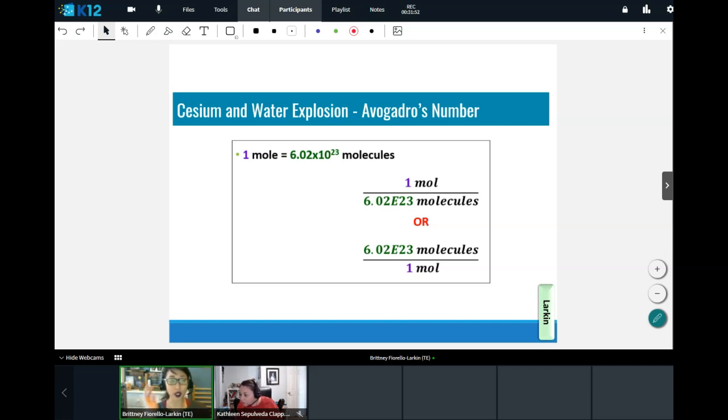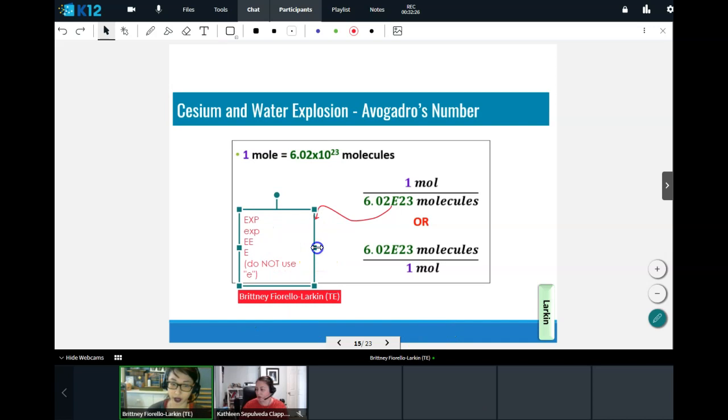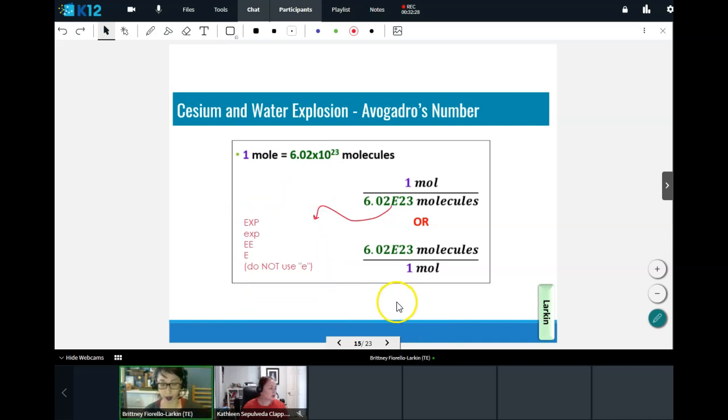Okay, so this time we're going to be taking a look at Avogadro's number. We know 1 mole of any substance equals 6.02 times 10 to the 23rd molecules of that substance. You do need to know how to use your calculator. Again, this E right here can be found on your calculator by using capital EXP, lowercase exp, double capital E, or single capital E. The only thing that you should not use is lowercase e. Again, lowercase e is something different. That's an actual mathematical thing. It's like a math number. It stands for a certain number.